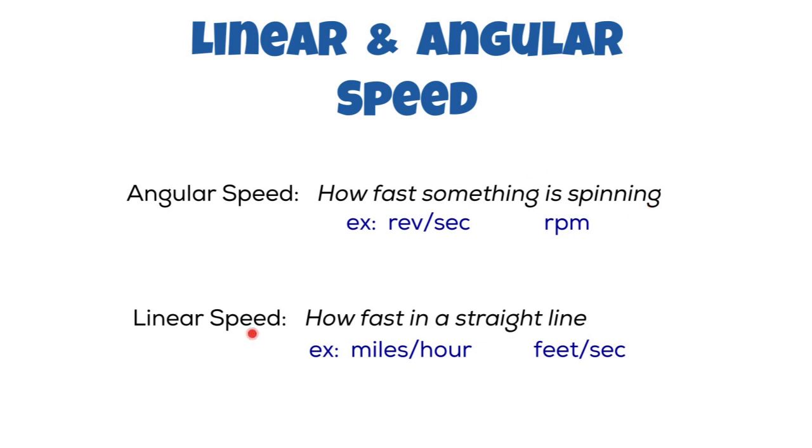All right, linear speed is probably the more common one that we think of, and that's just how far you're going in a straight line. Typical units would be miles per hour, feet per second, something like that, where you have a length that you're doing. All right, so the deal is that we try to connect these two ideas. So there's got to be some way to connect the linear concept to the angular.